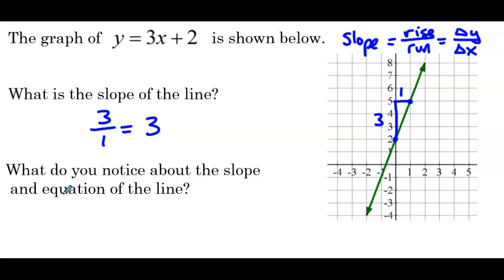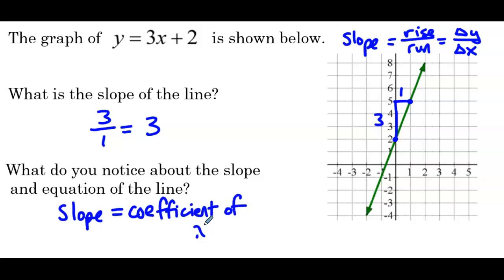What do you notice about the slope and the equation of the line? Well, the coefficient of the x was also 3. So the slope was equal to the coefficient of x. And that's how we're going to build slope-intercept form of a line.